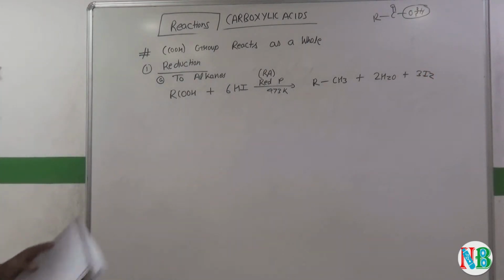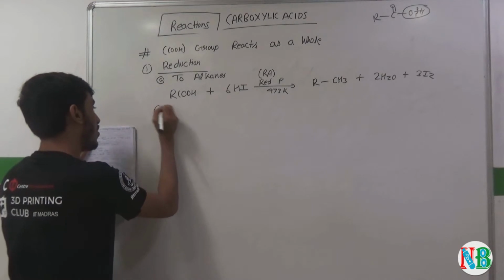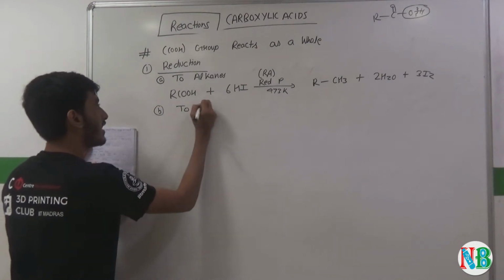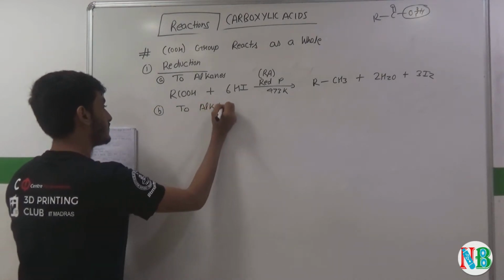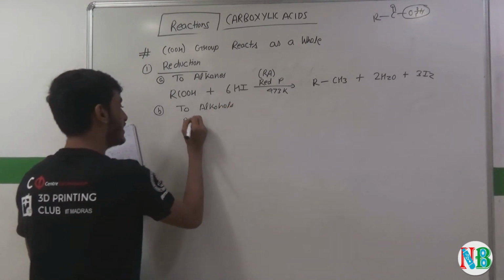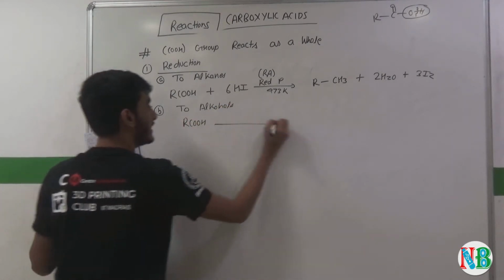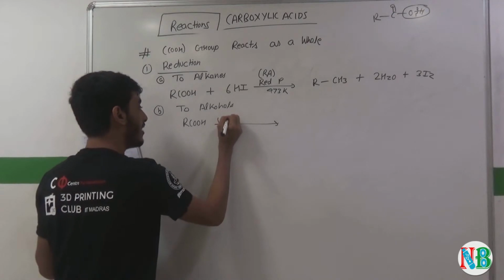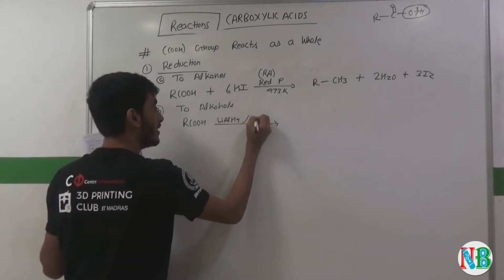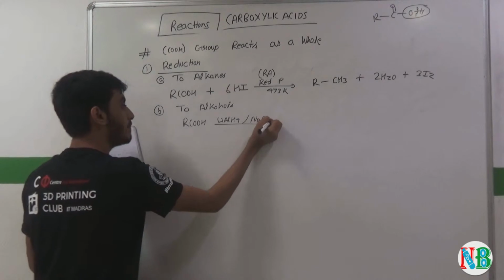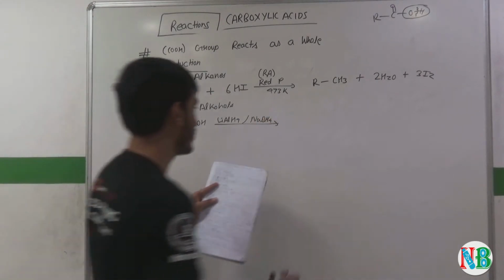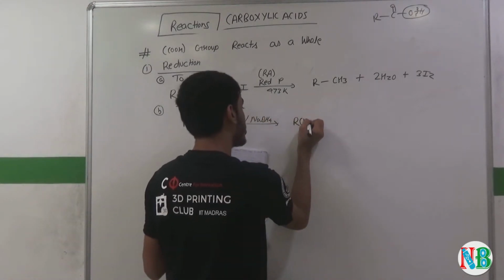On partial reaction, it forms an alcohol. So, two, alcohols. RCOOH on reaction with lithium aluminium hydride or NaBH4 will partially reduce it to alcohol. So it will form RCH2OH.